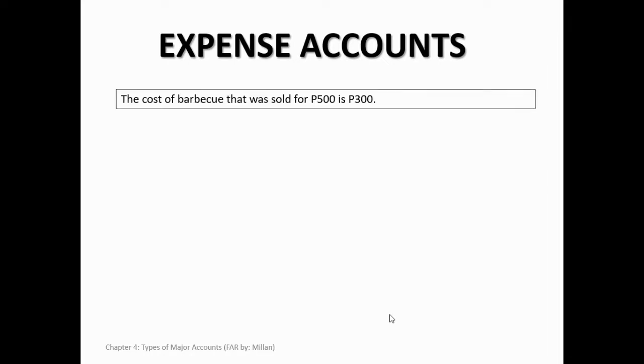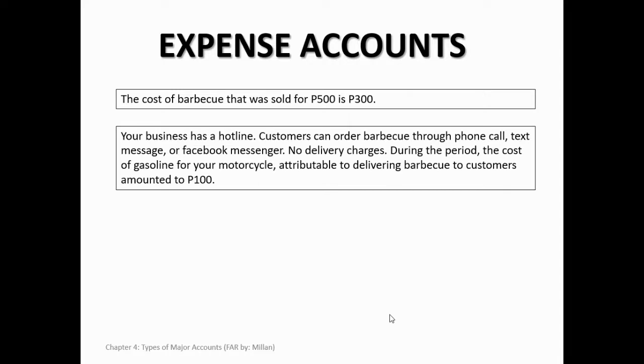For the expenses accounts, the cost of barbecue that was sold for 500 is 300. Ibig sabihin, nagbenta ka ng barbecue na 500 pero nagastos mo sa paggawa ng barbecue ay 300 pesos. So this 300 pesos cost is expense as cost of sales or cost of goods sold.